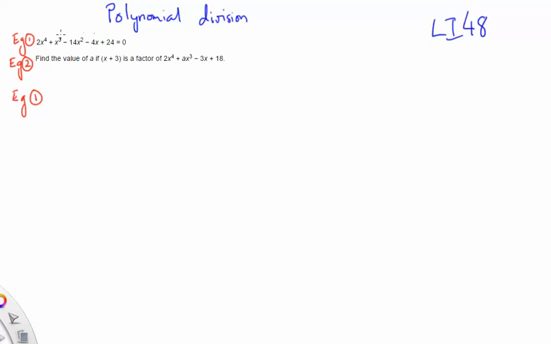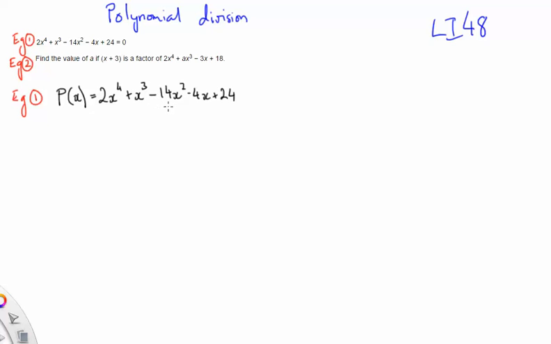The first thing you need to do is give your polynomial a name. If you can give it a name, you've got a handle on it and you can work with it. So we're going to call it p of x, p for polynomial, and we're going to name our polynomial. Plus 24. Alright, there's our polynomial.